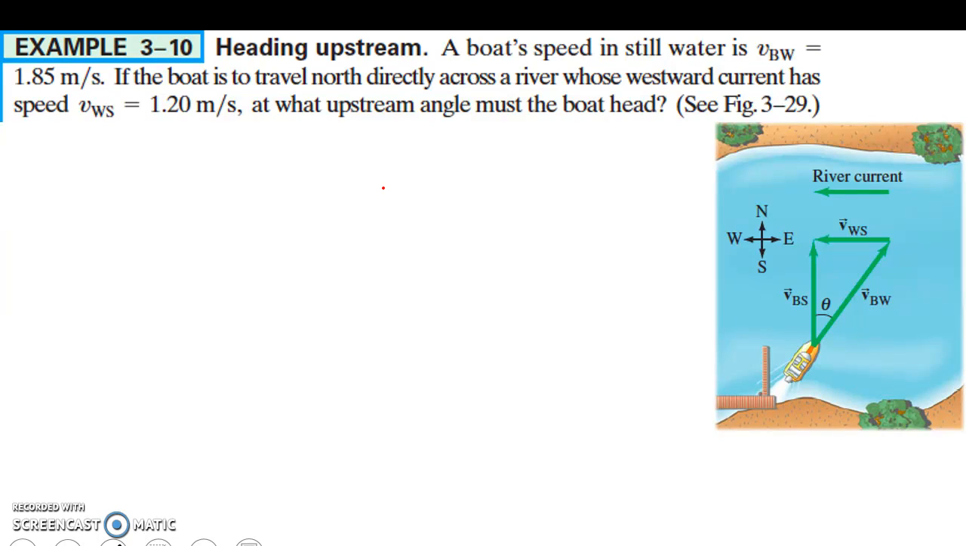So here's an example. A boat's speed in water is 1.85 meters per second, okay? So that's our BW. If the boat is to travel north directly across a river whose westward current speed, so our speed here of the current, or the water with the shore, is 1.20 meters per second, at what angle must the boat head to make sure we reach this position?